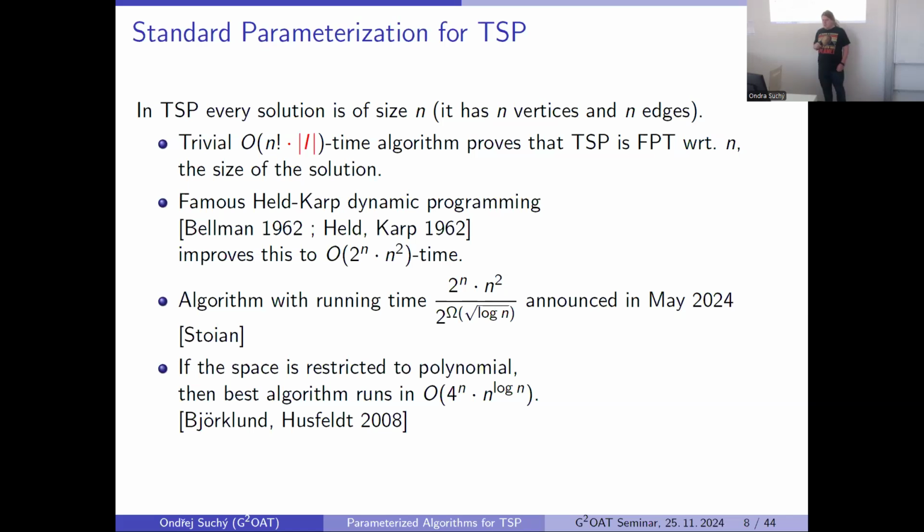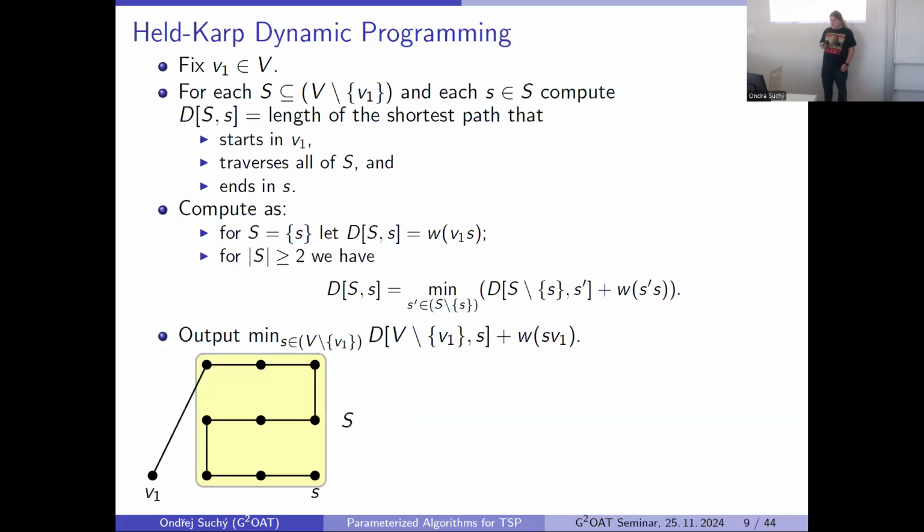As I said, people are still doing research on this problem. In May of this year, someone announced that he can shave off from this running time something which is sub-polynomial. I don't know how interesting that is. It still wasn't published anywhere, so I doubt it a bit. And you can also ask what you can do if you require that the space that you take is polynomial, and then you have to spend 4 to the n roughly to solve the problem. Okay, so let's get to Held-Karp dynamic programming, so that at least you learn something maybe.